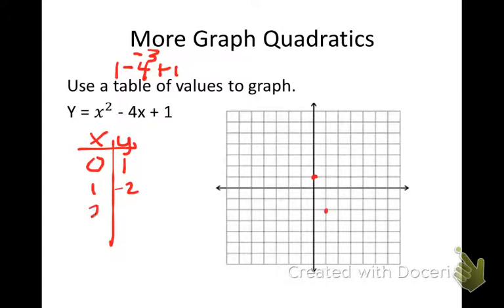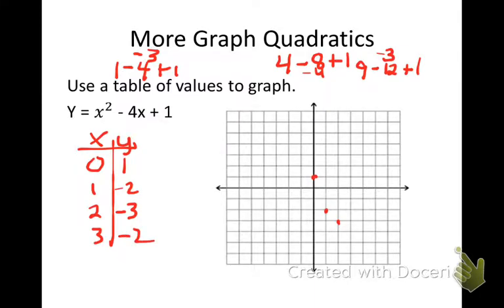So let's put a 2 in and see what happens. 2 squared is 4, minus 4 times 2 is 8, plus 1, well, that's negative 4 plus 1, which would be negative 3. Put a 3 in, and we hope that maybe this is our bottom point. We'll see. 3 squared is 9, minus 4 times 3 is 12, plus 1, so that's negative 3 plus 1, which would end up being negative 2. Yes, so there's where it does turn the corner.